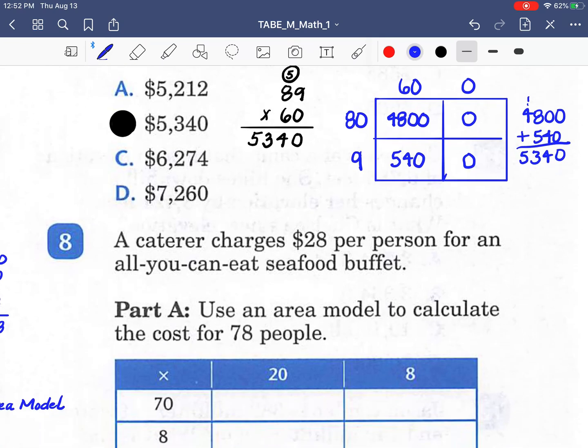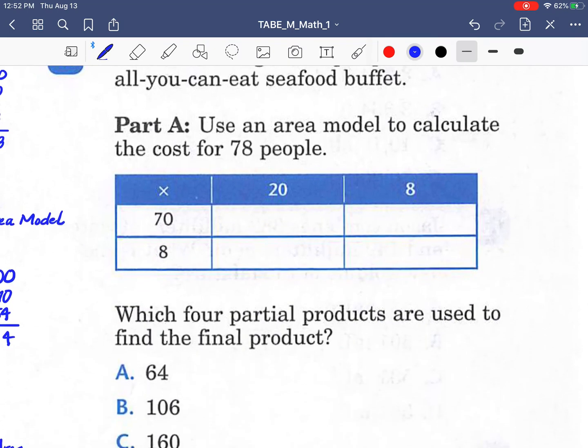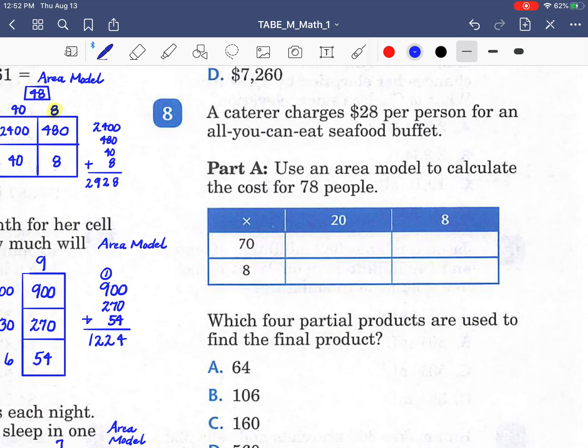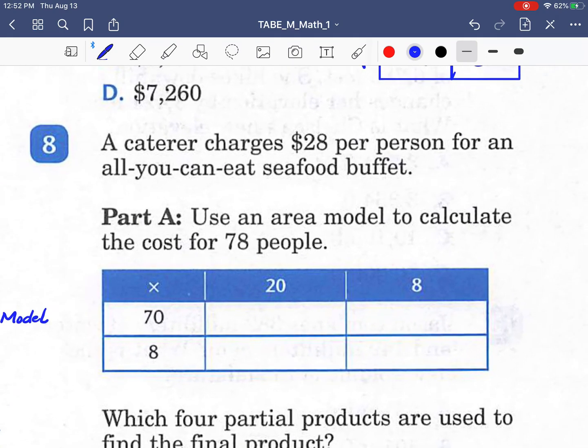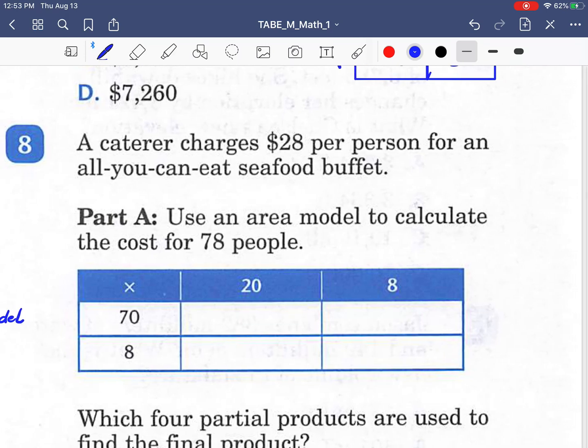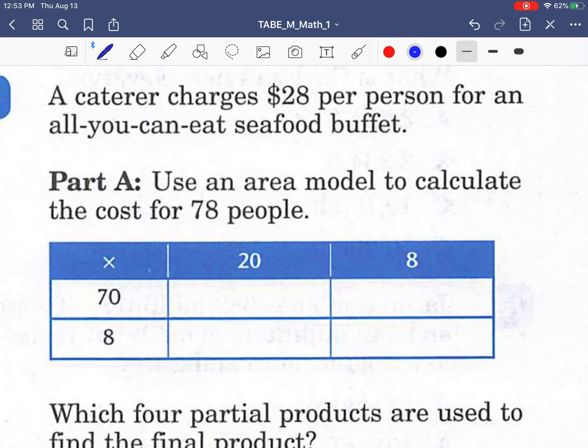Okay, number 8. Here's why you need to know how to use an area model, because this could very easily be a question on your test. It says a caterer charges $28 per person for an all-you-can-eat buffet. Part A says to use an area model to calculate the cost for 78 people.